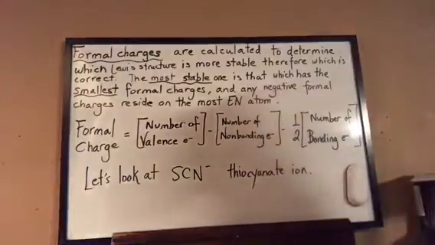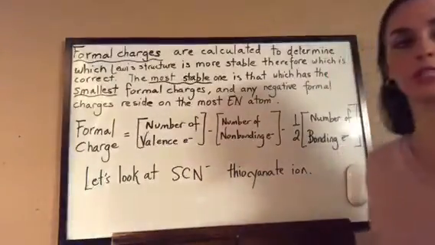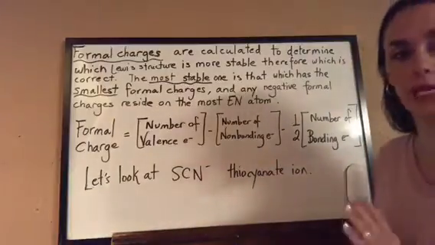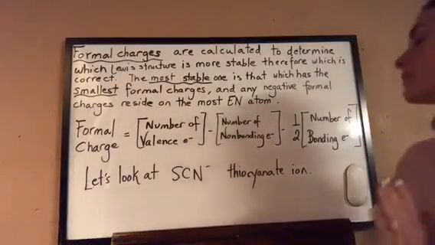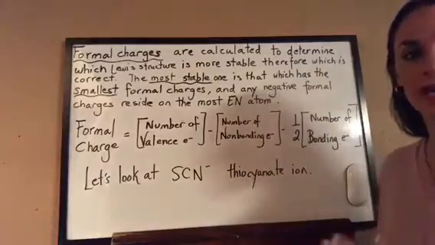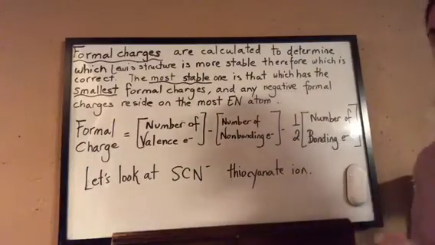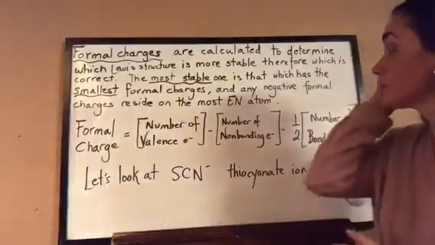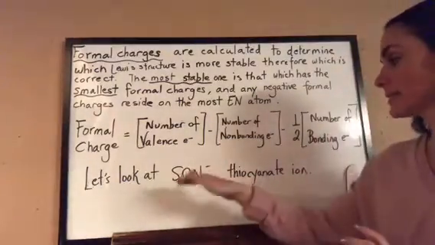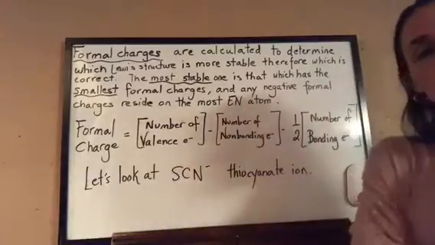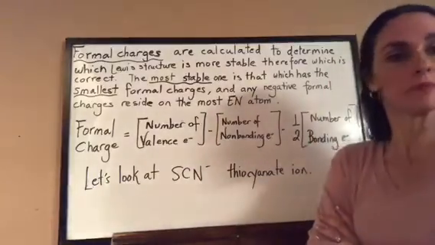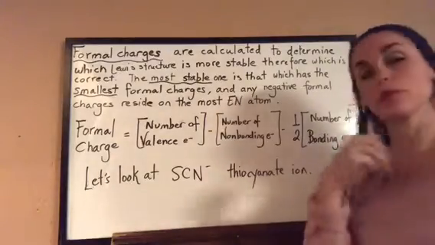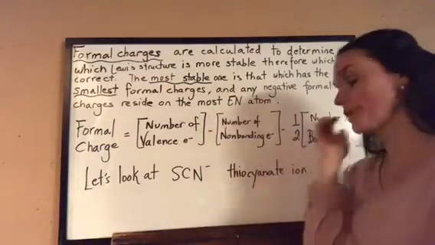So we have a little formula here to calculate formal charge on each individual atom. The number of valence electrons on that atom minus the number of non-bonding electrons on that atom minus half the number of the bonding electrons on that atom. So we will look at an example, thiocyanate ion, where we can have multiple possibilities in theory for the Lewis structure of the thiocyanate ion.